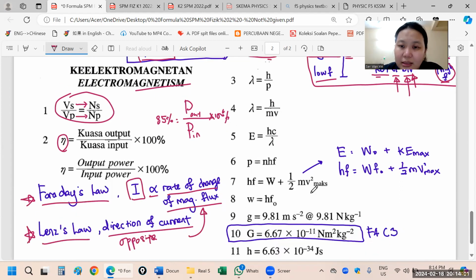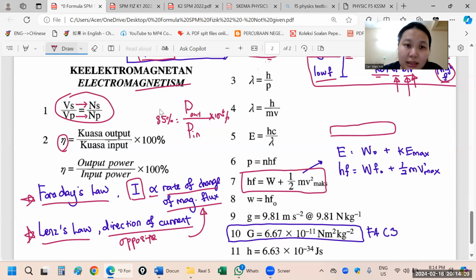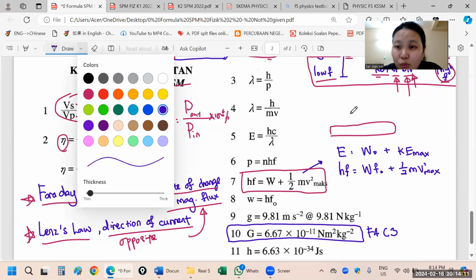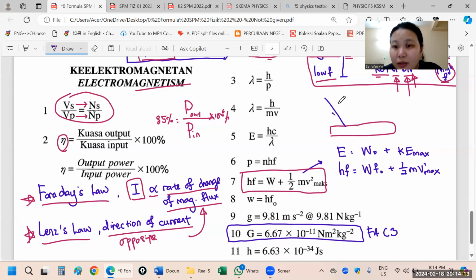Then this is the photoelectric effect. Photoelectric means when light shines on the metal, let's say blue light. When the light energy shines on the metal, the electrons inside want to go out. But they need energy to break the bond too. So let's say there are 10 joules of light energy.